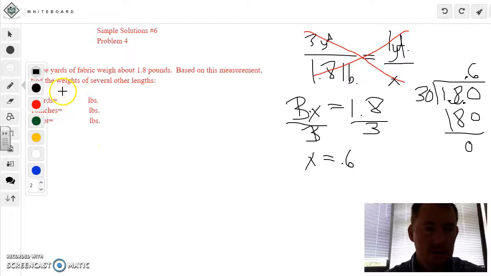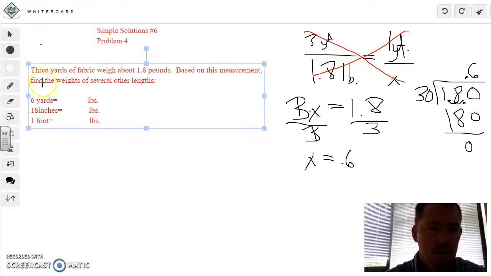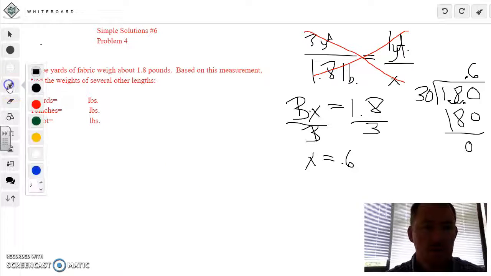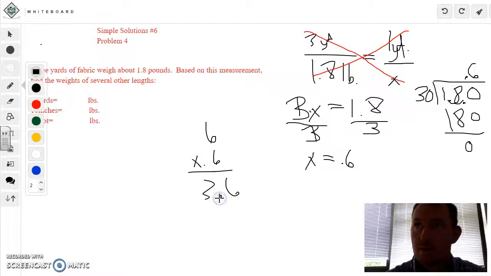Now, the question asks us for 6 yards. So how much is there in 6 yards? So 6 yards times 6/10. Let me get my pen. 6 times 6/10. Okay, 36. And then you've got a decimal place. Bring it over here. Okay, 3.6 pounds.